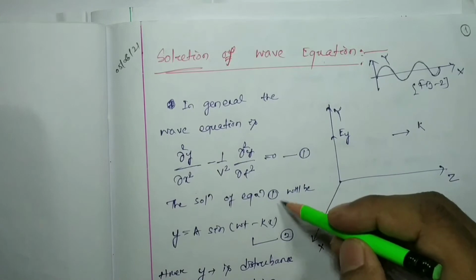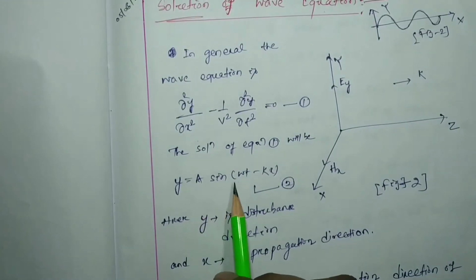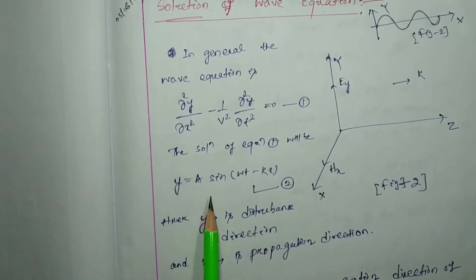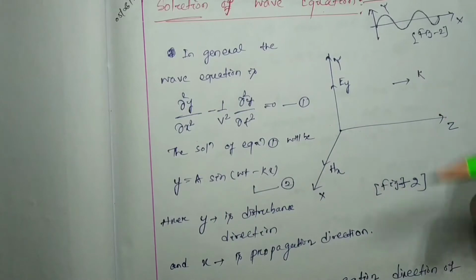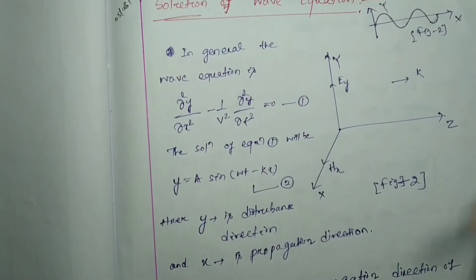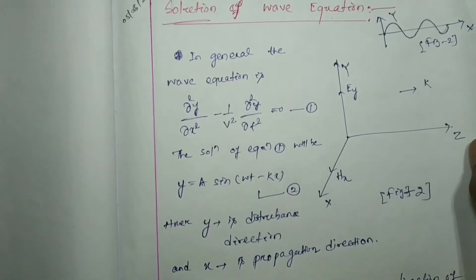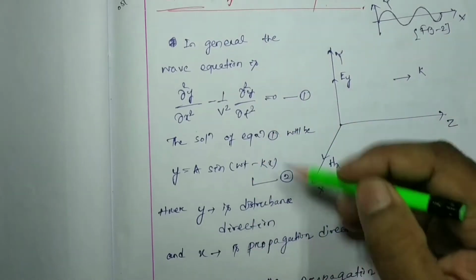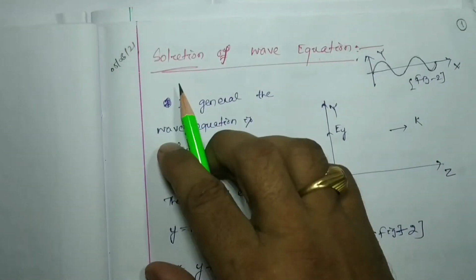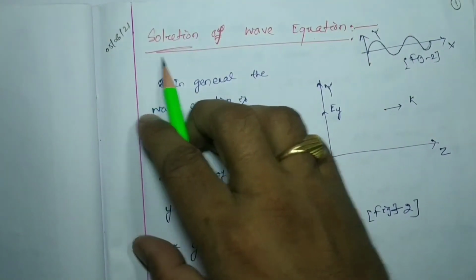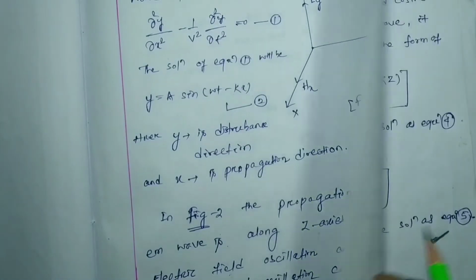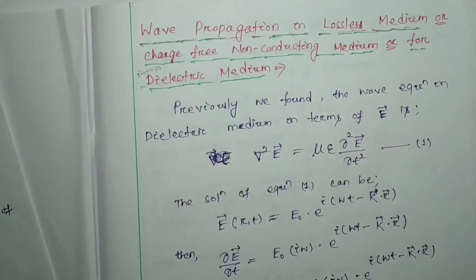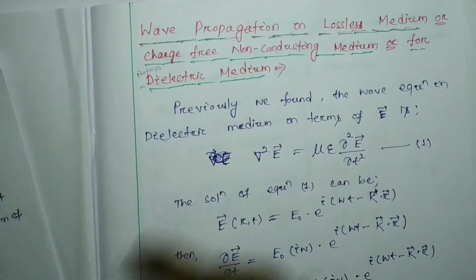Why I am discussing this, because here the solution is represented by sine function. This solution can be represented with the help of cos function and also exponential function, so it is convenient to express it in exponential function. I am going to show you how. Just watch, and you also have to write down the heading, solution of wave equation. Then you start from here: wave propagation in lossless medium.